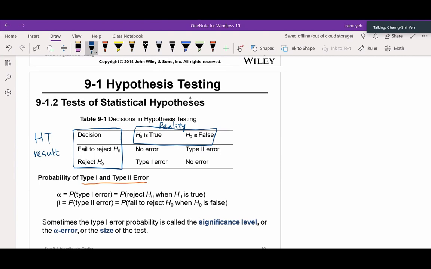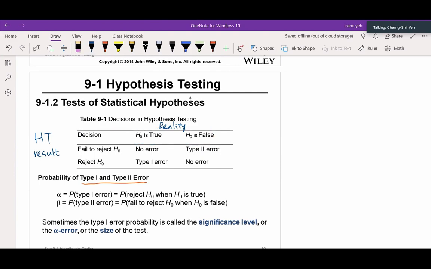Here's the part students get really confused. Why do we know the reality? If we know the reality, why do we still need to perform the hypothesis testing? The reality is given to you as a comparison. We need to know the reality, so we know if our hypothesis testing is making a mistake or not, and therefore we can derive the probability of making that mistake. So I would highly recommend you either work on the slides or have your notes ready, so you can remember how we derive type 1 and type 2 error.